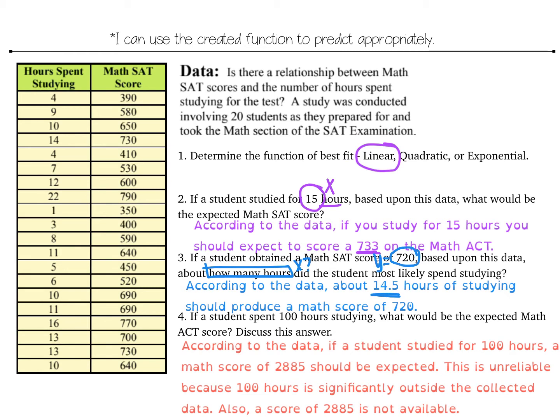And then the last question, if a student spent 100 hours studying, so hours studying is my x value. So if the 100 went in for x, what would be the expected ACT score? So we're looking for y. So according to the data, you should get an ACT score of 2885.